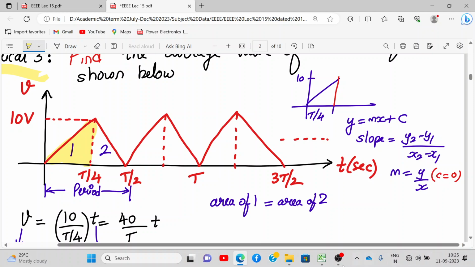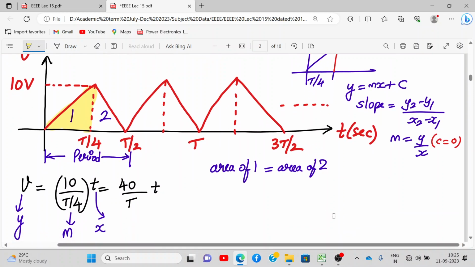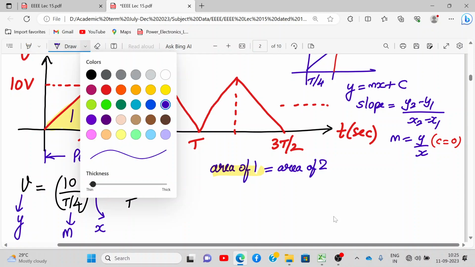So what is m? M will be 10 upon capital T by 4, and we have to write it in the form of y is equal to mx, right? So y is v, x is t, and m is 10 by T by 4. Got it? So please complete it now. That's it. So this is area of 1. Now write down a statement.